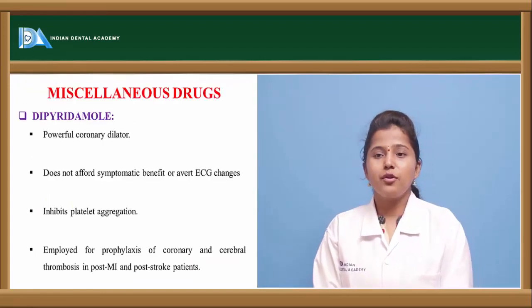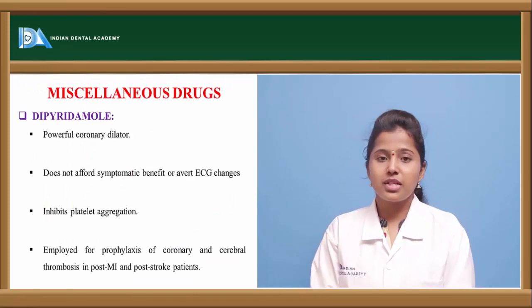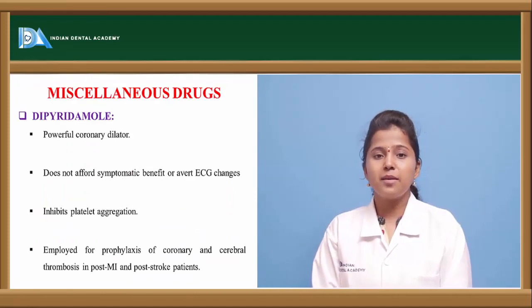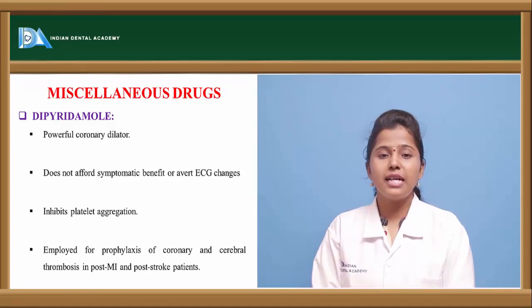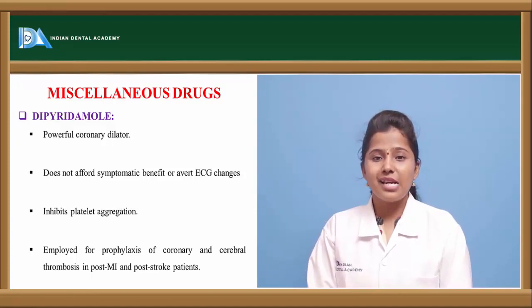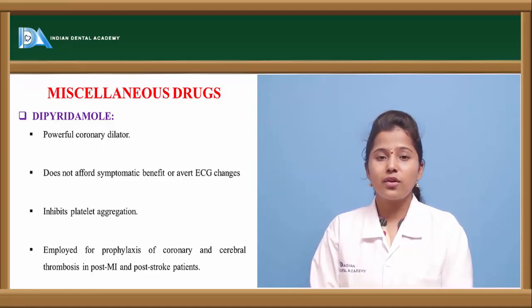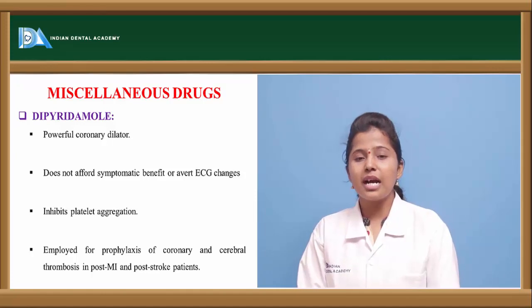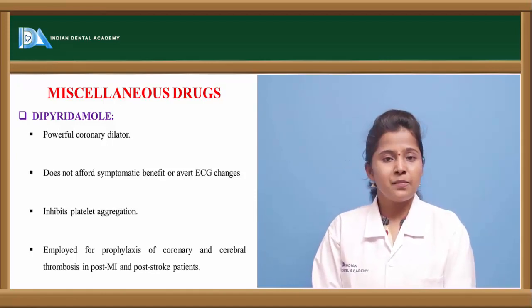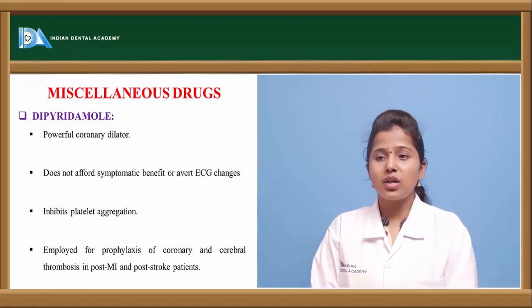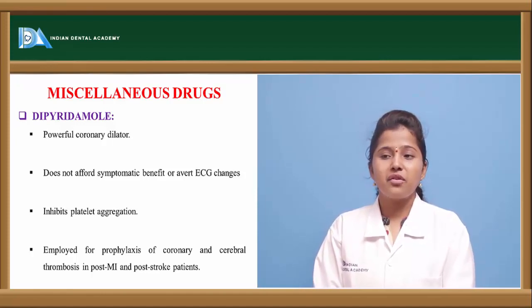Next, there are a few of the miscellaneous drugs which are used in angina. The first drug is dipyridamole. Dipyridamole is a powerful coronary dilator. When we take dipyridamole, it immediately acts on the smooth muscle of the coronary artery and dilates it. When the coronary artery is dilated, there will definitely be proper oxygen supply to the blood, and it does not afford symptomatic benefit or avert ECG changes.